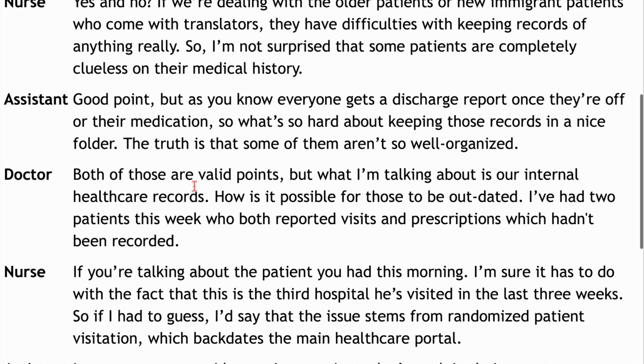Doctor, again, both of these are valid points, but what I'm talking about is our internal healthcare records. How is it possible for those to be outdated? I've had 2 patients this week who both reported visits and prescriptions which hadn't been recorded.